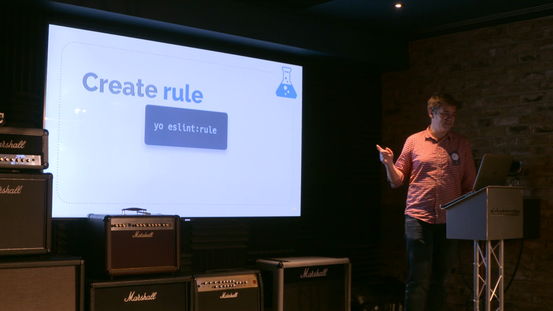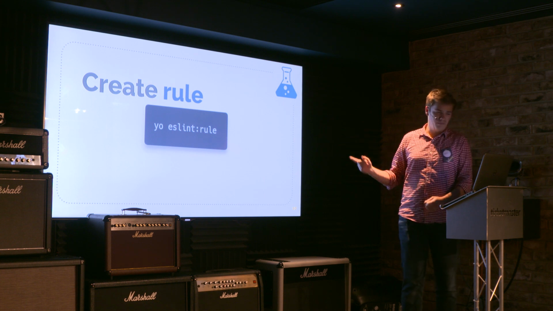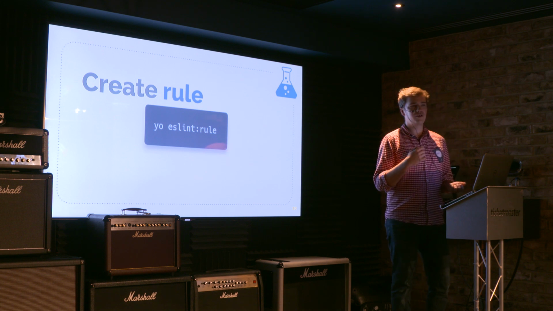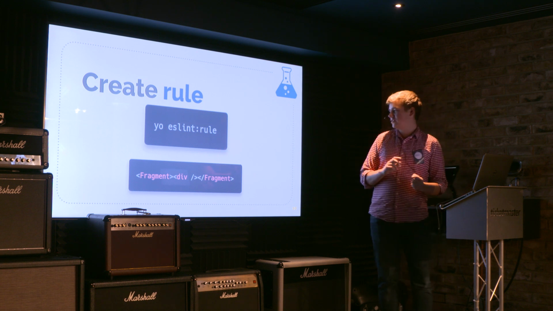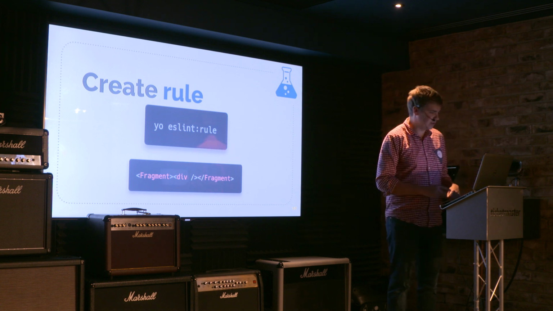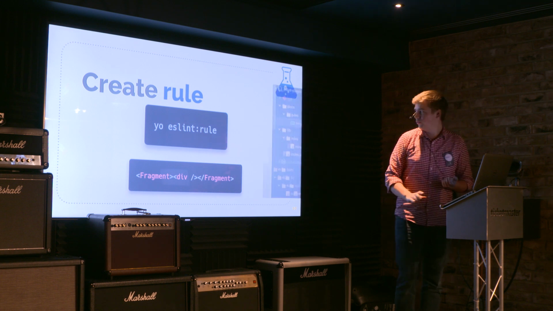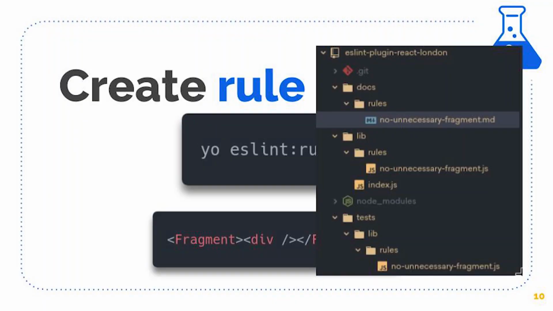Creating a new rule is even easier. So still using the ESLint generator, but this time creating a rule. We get asked for some details of the rule, this time including an example of code that's going to fail the rule. So I went for the simplest code I could come up with that would make it fail, this single div in a fragment. Running this command sets up three things for us. We get an empty rule in lib/rules, a markdown file, because it's important to document this, and the beginnings of a unit test in the test folder.